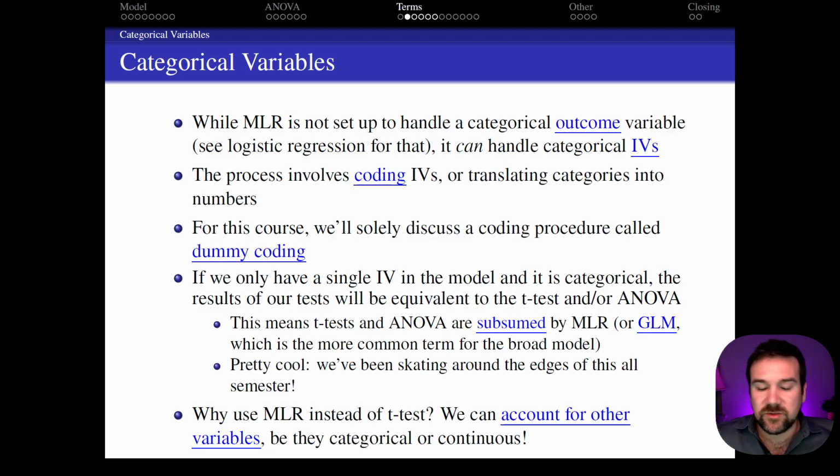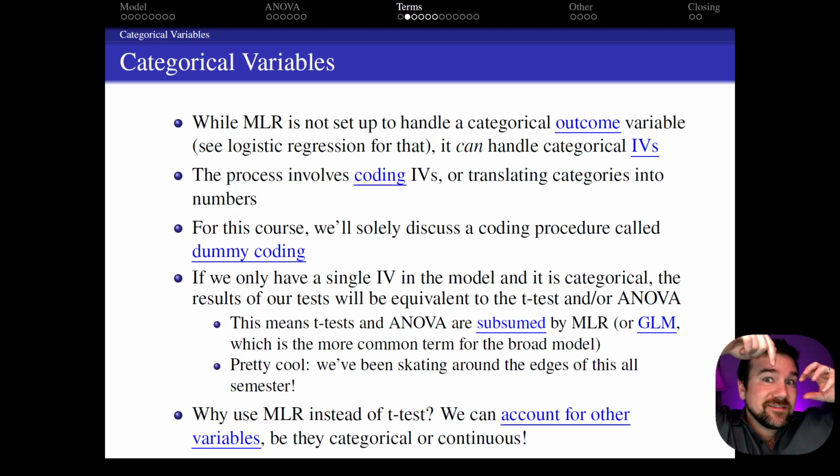So why do I use a multiple linear regression instead of a t-test? Like if I say these are the same, and that point stands for ANOVA too. If I say these are the same, why would I do this approach instead of a t-test or an ANOVA approach? Well, remember, in multiple linear regression, I can do the t-test. I can include the categorical variable as the independent variable and have the continuous outcome. That's a t-test. If the categorical variable has two categories, that's a t-test.